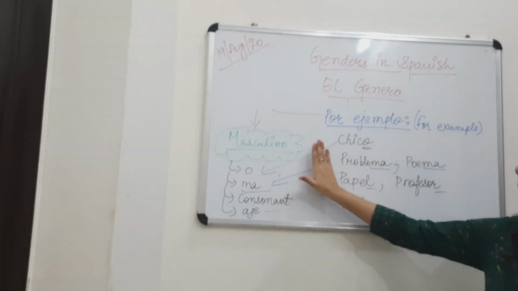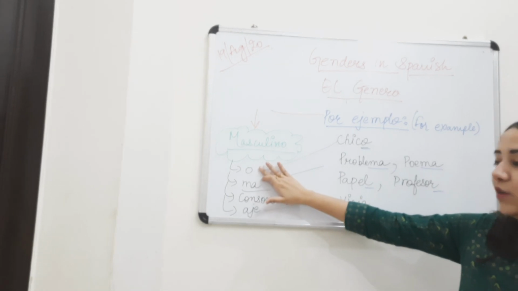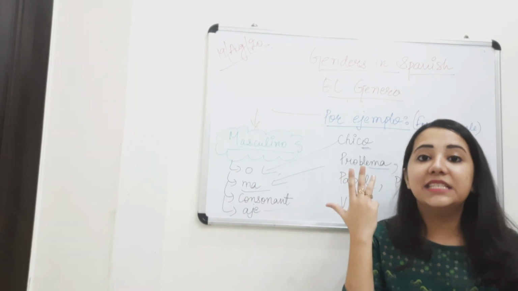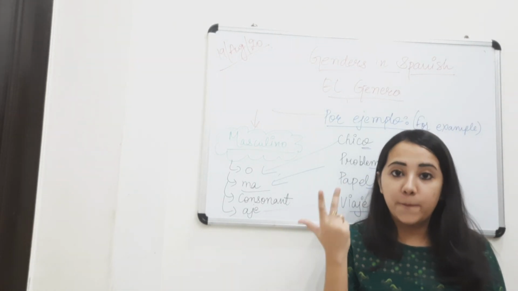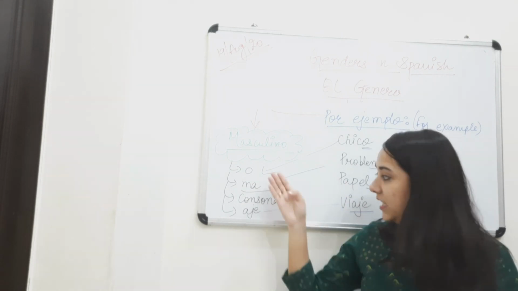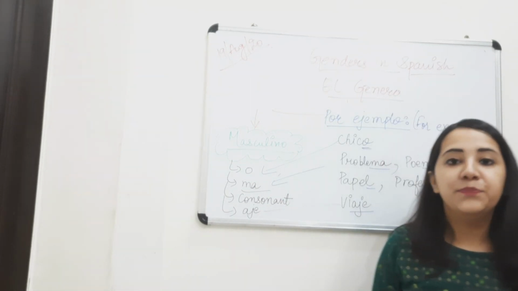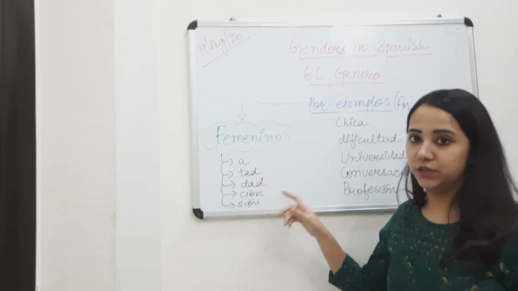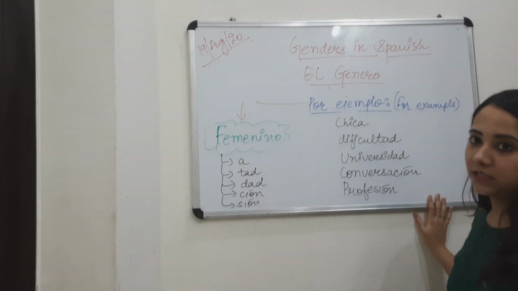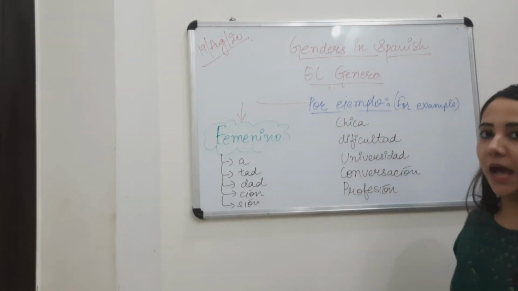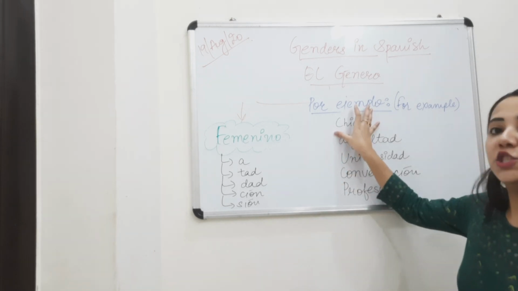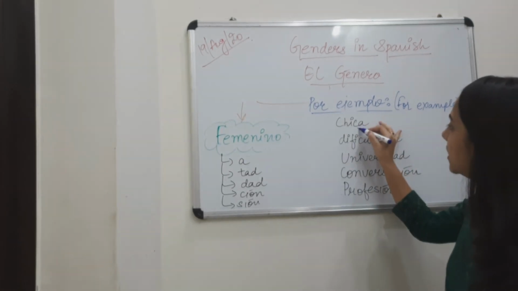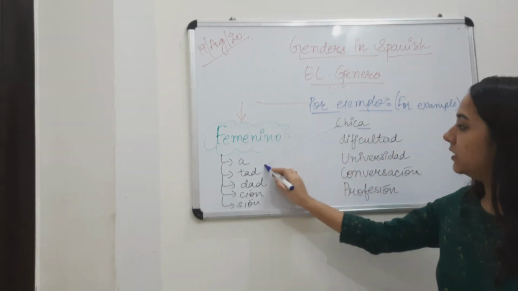Okay. Now this was for the masculine one. So you have to learn the endings. First one is O, ma, consonant and ake. O, ma, consonant, ake. Remember the four endings for the masculine one. Now on the femenino. Femenino, if it's ending with a, ta, da, tion. You have seen this. Now for example, por ejemplo, coming on the examples here. If it's chica, it's ending with the a. You can see it here. Chica is ending with the a. So it is a feminine. Okay?